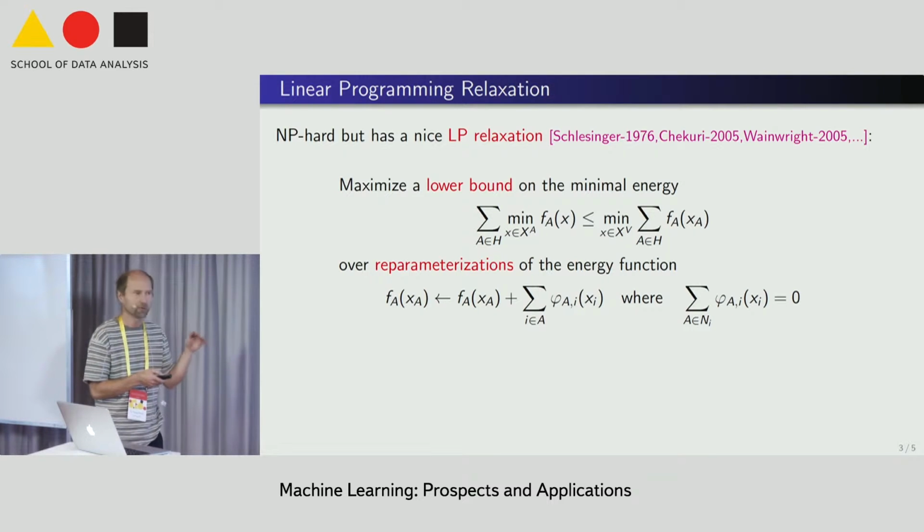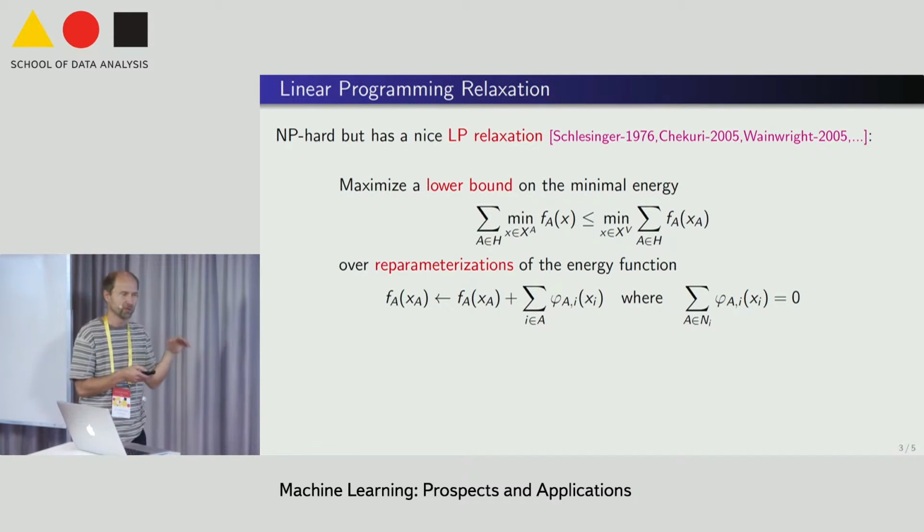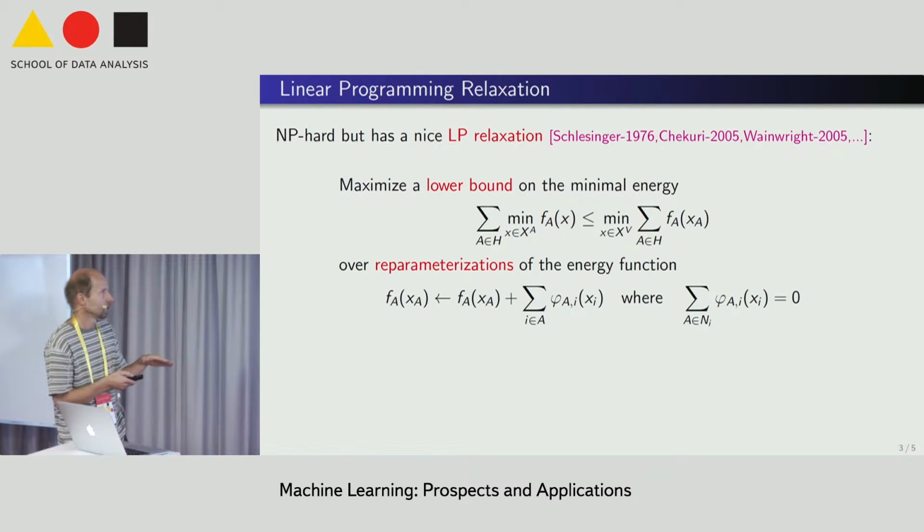Of course, this problem of minimizing an energy function of discrete variables is NP hard, but it has a very nice LP relaxation. You get this LP relaxation, or linear programming relaxation, by combining two components. One is a concave piecewise linear, or piecewise affine, lower bound on the minimal energy, and you get this lower bound simply by swapping minimization and summation. So this is the true minimal energy, and this is the lower bound.